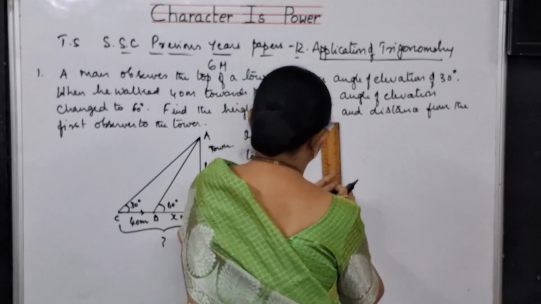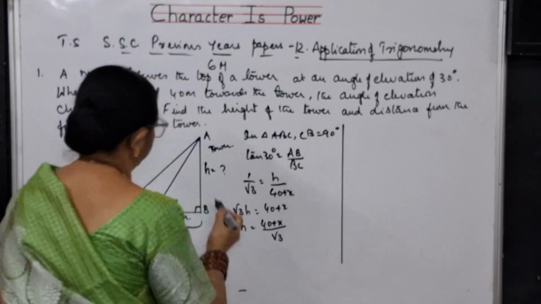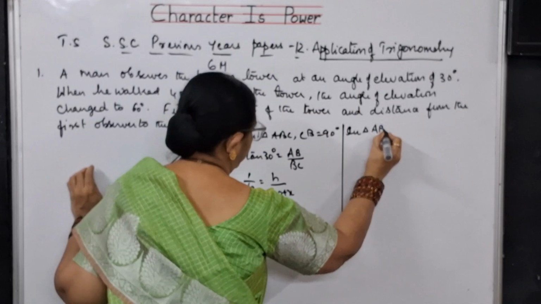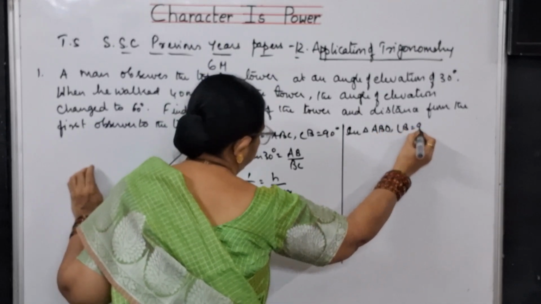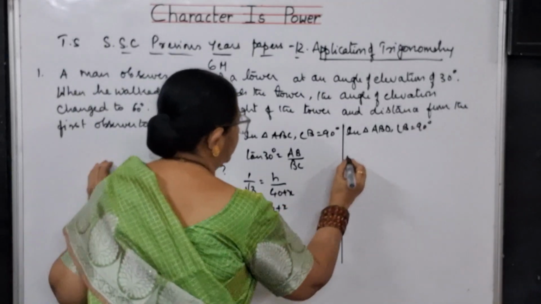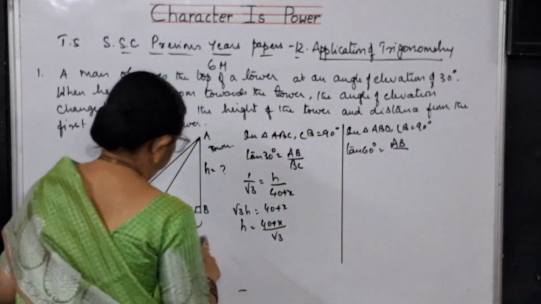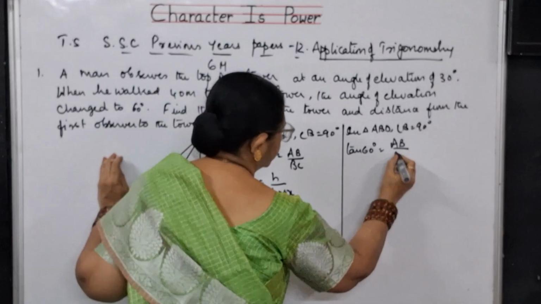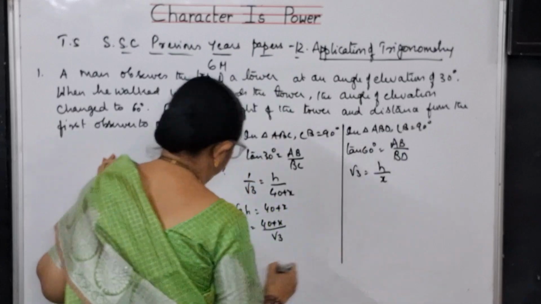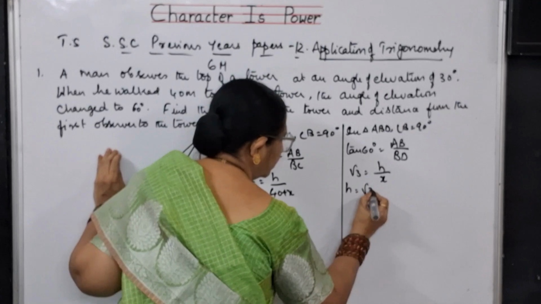Now let us go to another triangle. The other triangle here is ABD. In triangle ABD, angle B is 90 degrees. So here the angle of elevation is 60. So tan 60 is equal to AB by BD. Tan 60 is root 3. AB is h by BD is x. From B to D, the distance is taken as x. So h is root 3x.